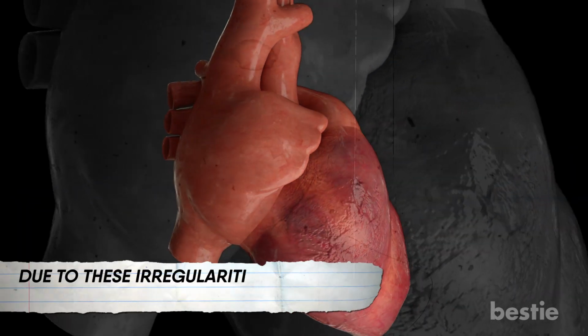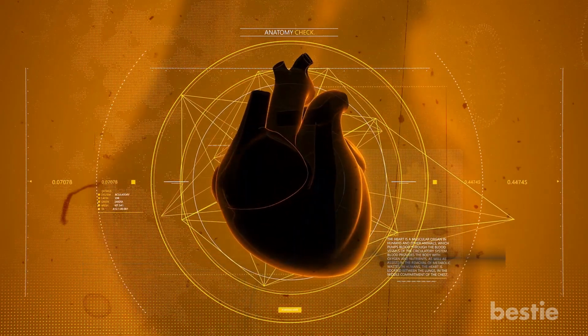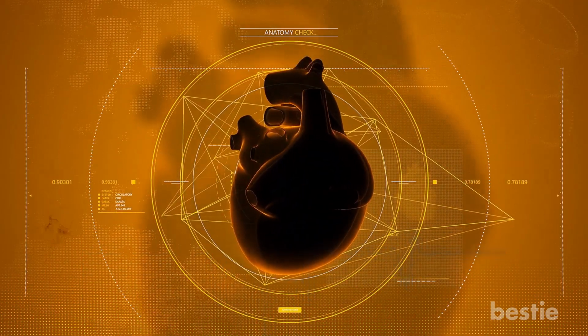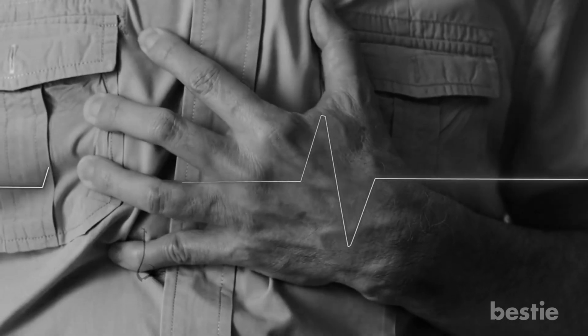Due to these irregularities, the heart muscle gets damaged. The charge required to fire the muscle in a synchronized manner may be disrupted. Contractions may become irregular, too fast or too slow, and the effectiveness of the heart's pumping may be compromised, leading to cardiac arrest.